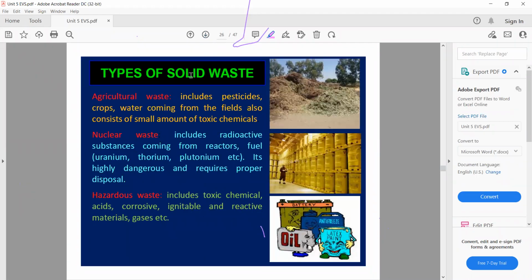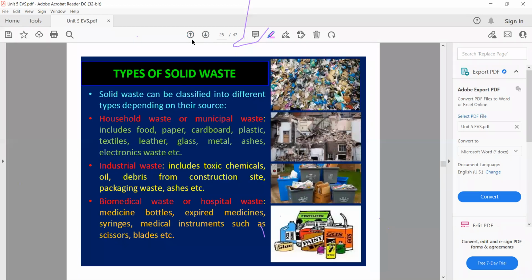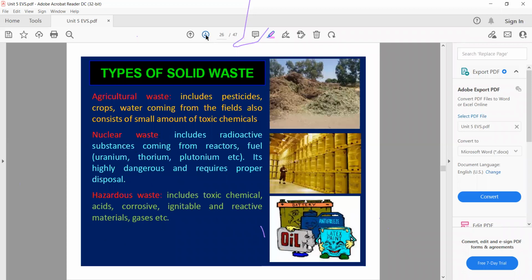Next, again, continuation, types of solid waste. Agricultural waste, what are they? Includes pesticides, crops, water coming from fields also consists of small amount of toxic chemicals.